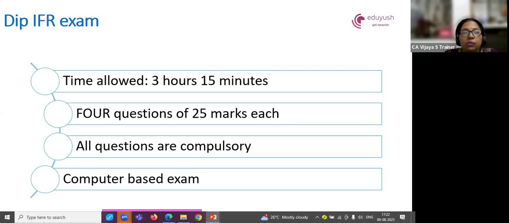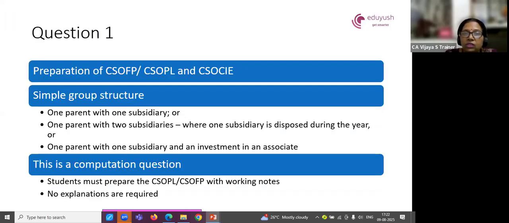As Nitin has rightly pointed out, we have 4 questions of 25 marks and all 4 are compulsory. So the very first question is going to be on consolidation. So when I say consolidation, how does it look? It can be a parent with 1 subsidiary, a very simple consolidation, or one parent with 2 subsidiaries. And they can give you a scenario that one of the subsidiaries is disposed of during the year. Or the third situation, one parent with 1 subsidiary and an investment in associate.